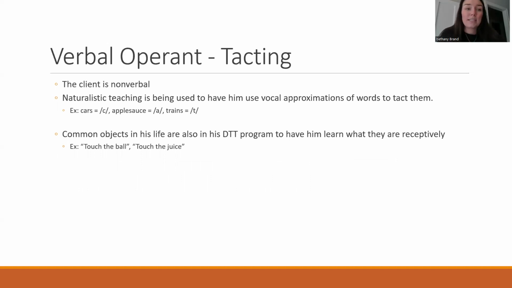So the verbal operant, tacting. The client is nonverbal. Naturalistic teaching is being used for him to have him use vocal approximations of words to tact them. So this pretty much looks like echoing. When he's playing with cars, when he's eating applesauce, when he's playing with trains, when he wants his juice, whatever it is, we just have him echo us tacting the object. So we use vocal approximations for him.